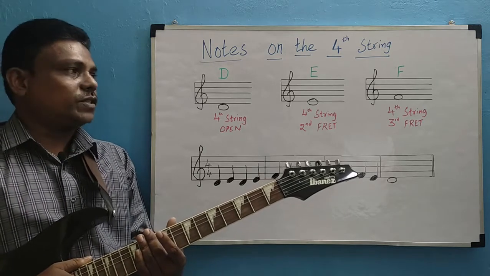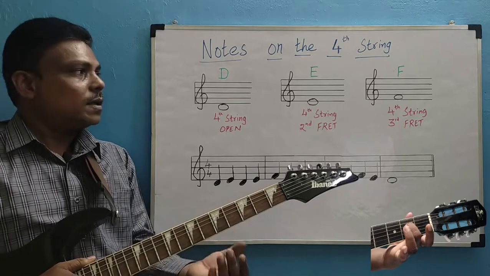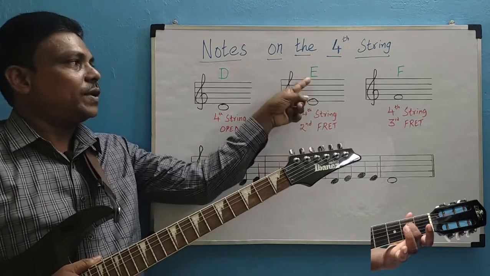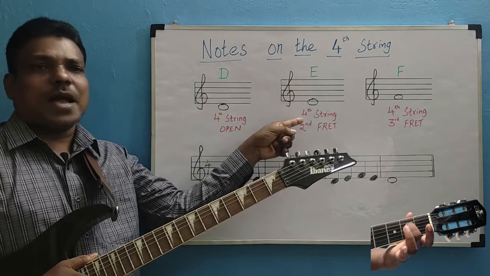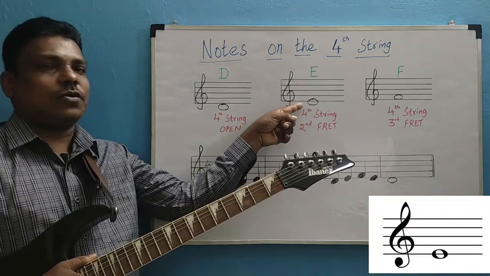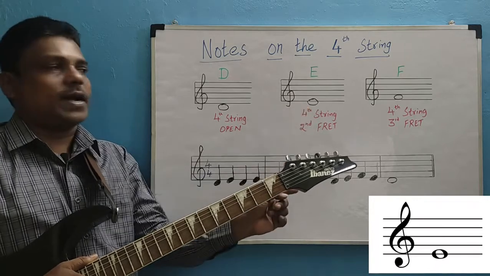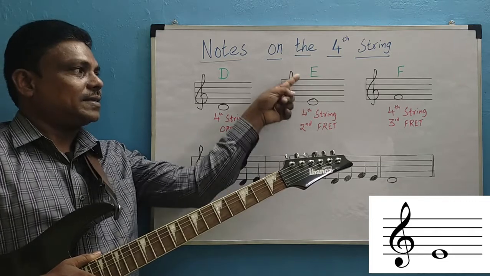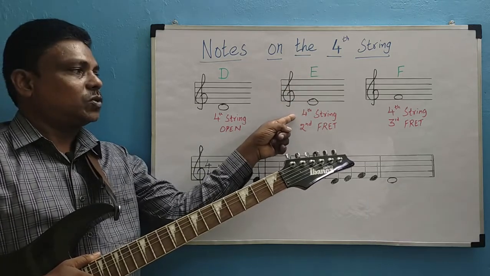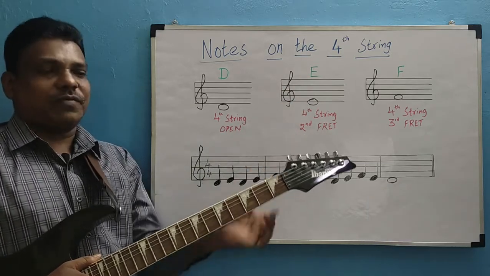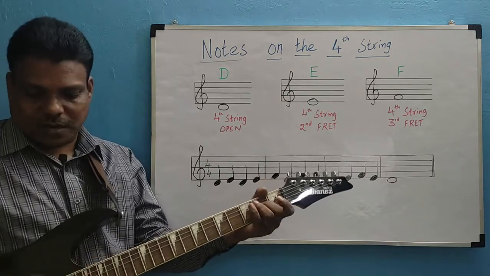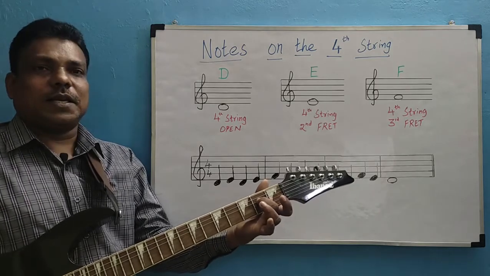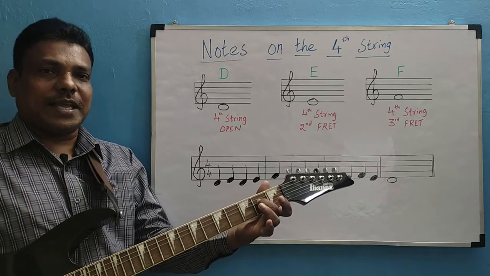The next note which you are going to play on the fourth string is the second fret. On the fourth string second fret, you have the note E. Where it is written on the stave line, it is written on the first line. Easy to identify this note. Note which is written on the first line is E. It comes on the fourth string second fret. Put your second finger, for second fret you have to use your second finger, press it and hit the note, so you will get the note E.